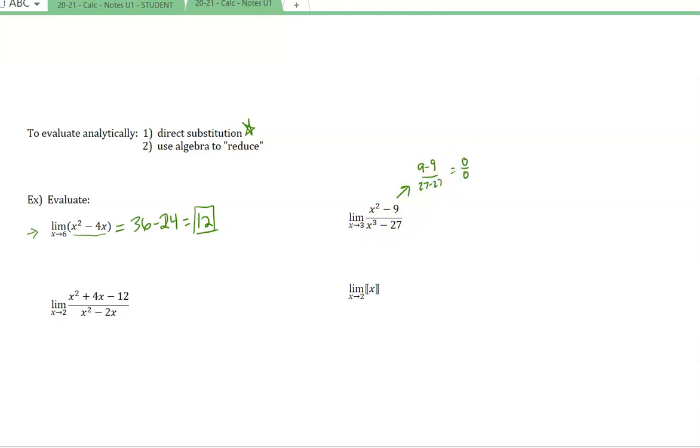0 over 0 does not work. We cannot divide by 0, okay? And we definitely can't divide 0 by 0. Now, this does not mean that the limit does not exist, because this is just what's happening at the point x equals 3.